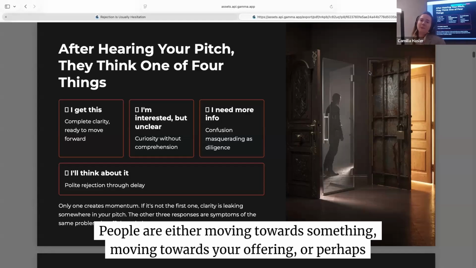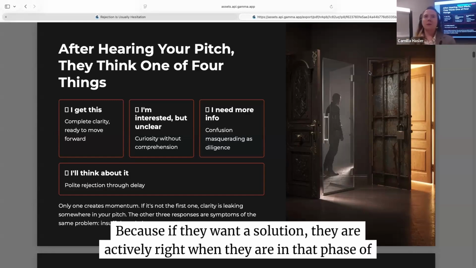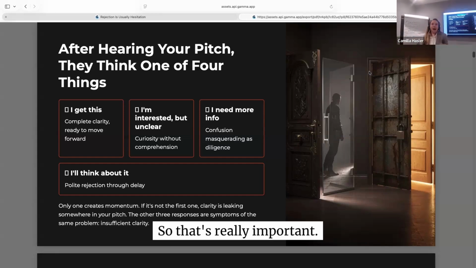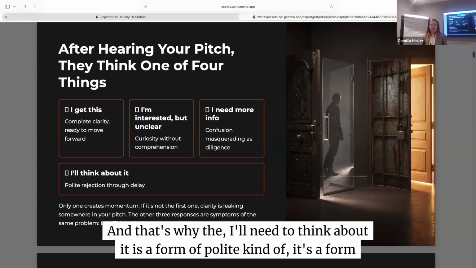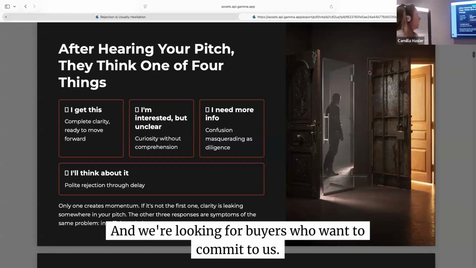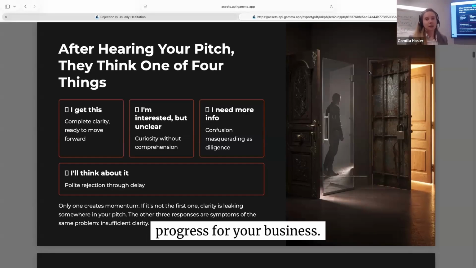And we have to remember that people are either moving towards something, moving towards your offering, or perhaps they're moving away from it in favor of something else. Because when they are in that phase of actively looking for solutions like yours, they will choose one. So that's really important. And that's why I'll need to think about it is a form of polite non-commitment ultimately. And we're looking for buyers who want to commit to us. So really, only one of the responses on here actually creates any momentum or future progress for your business.